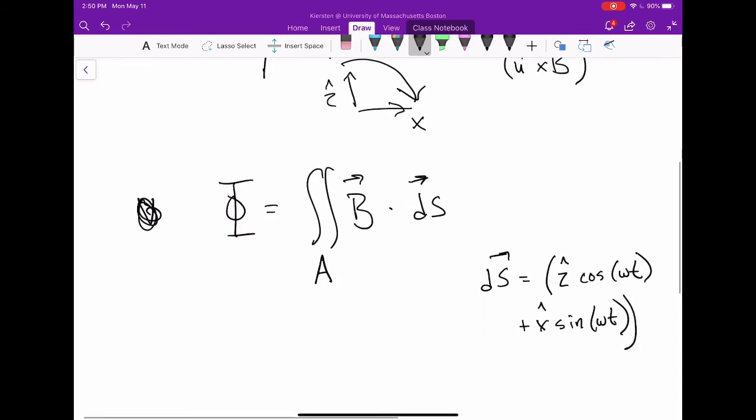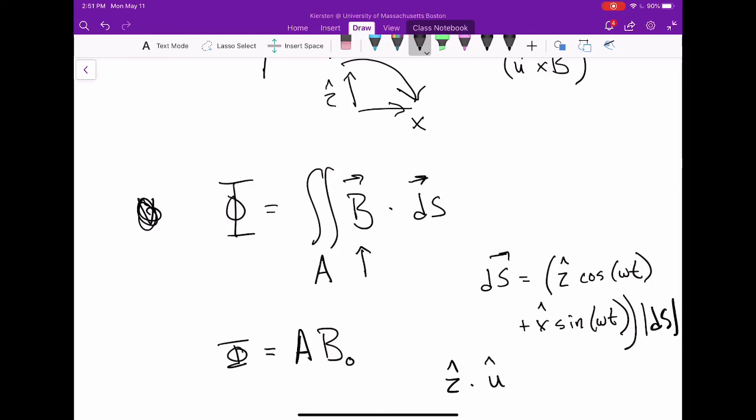So if I have this time-dependent direction on dS multiplied by the magnitude of dS, which gives me my differential area, and the direction of the magnetic field itself is not changing, then the flux is going to be the total area of the loop times the magnitude of the magnetic field, assuming that the magnetic field is constant, which it was, times z hat dot that time-dependent unit vector, which gets me cosine of omega t.